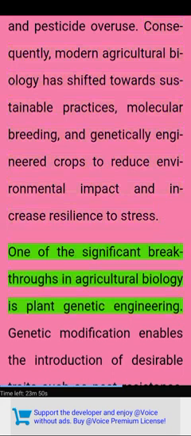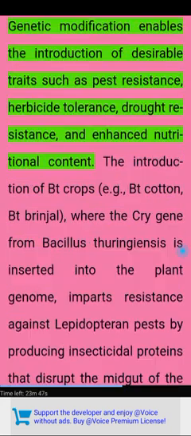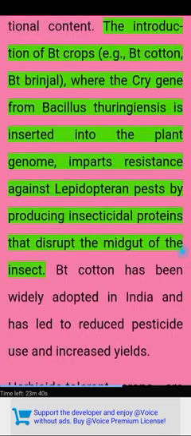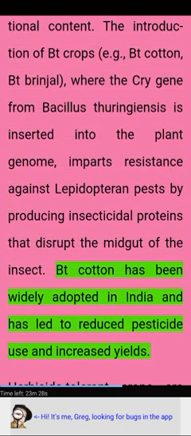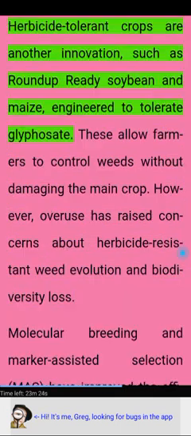One of the significant breakthroughs in agricultural biology is plant genetic engineering. Genetic modification enables the introduction of desirable traits such as pest resistance, herbicide tolerance, drought resistance, and enhanced nutritional content. The introduction of Bt crops, e.g., Bt cotton, Bt brinjal, where the cry gene from Bacillus thuringiensis is inserted into the plant genome, imparts resistance against Lepidopteran pests by producing insecticidal proteins that disrupt the midgut of the insect. Bt cotton has been widely adopted in India and has led to reduced pesticide use and increased yields.